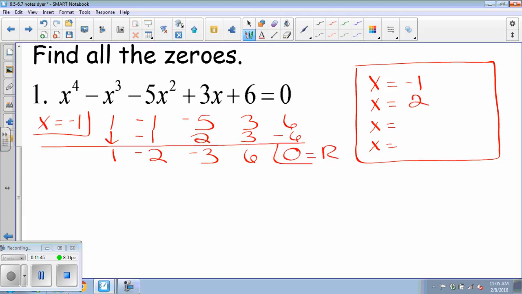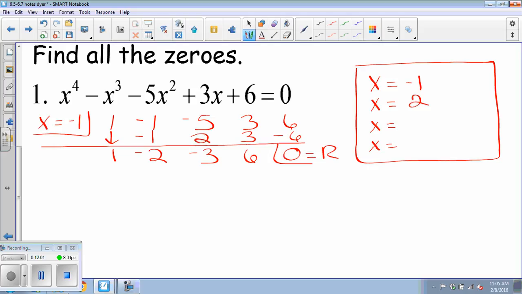We better get 0, because we know that x equals -1 is the solution, so our remainder has to be 0. Because we know that the y value is 0 at that point. So if you don't get 0 when you do this, you made a mistake somewhere.